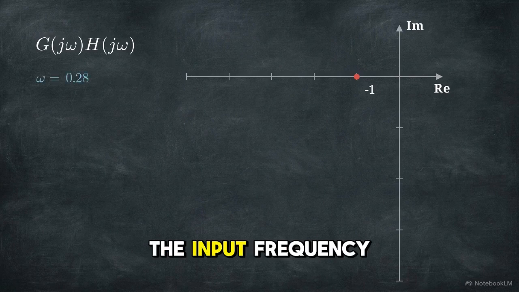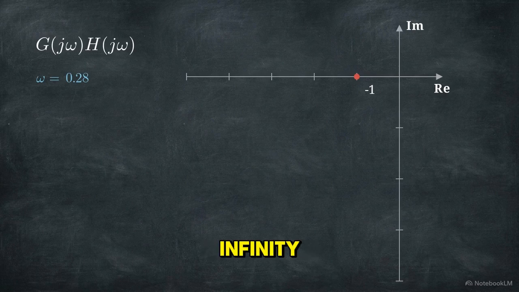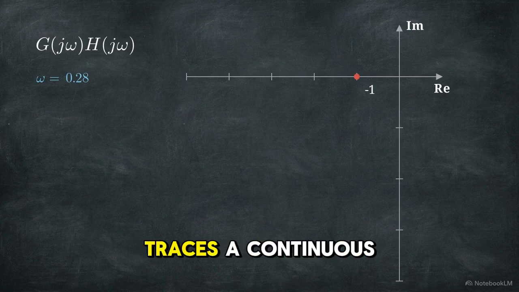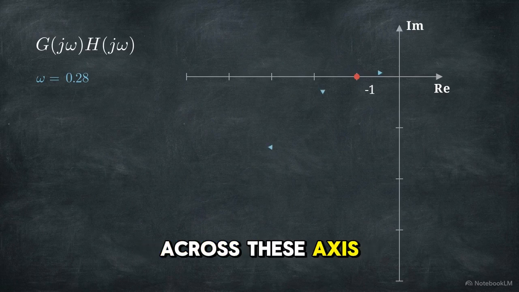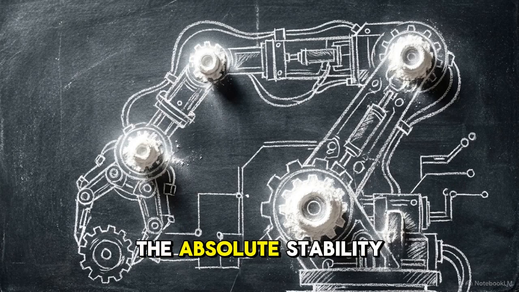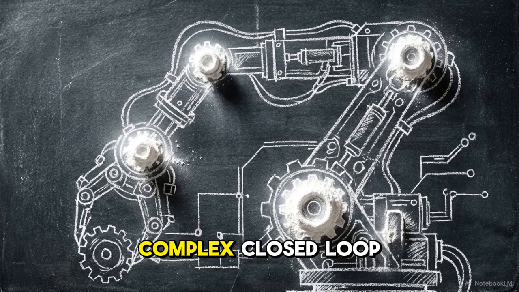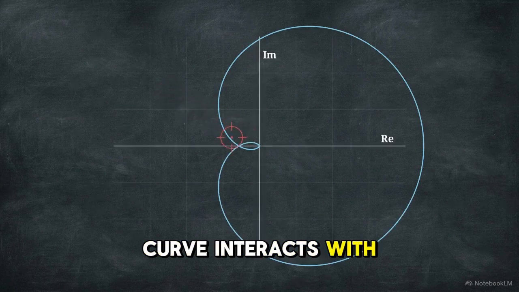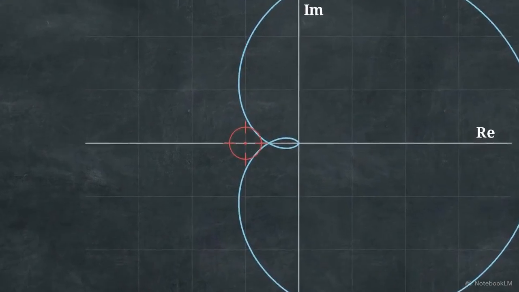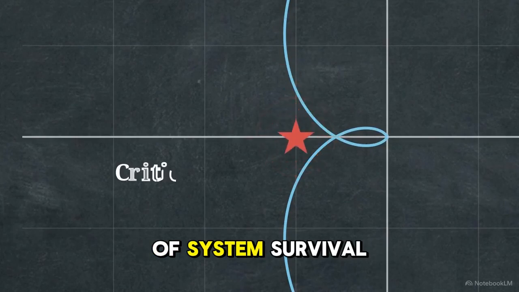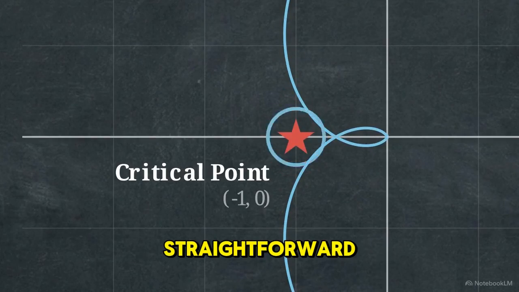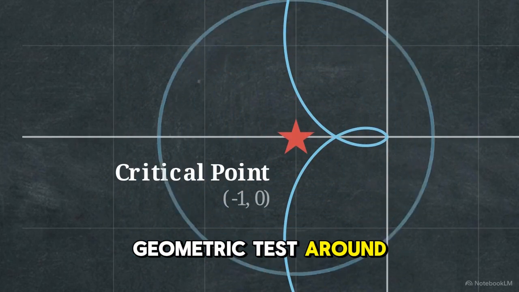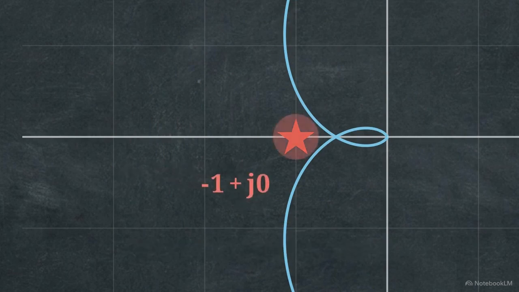As we sweep the input frequency from 0 to infinity, the system's behavior traces a continuous curve across these axes. We can determine the absolute stability of a highly complex closed-loop system simply by observing how this open-loop frequency curve interacts with a single specific coordinate. The ultimate question of system survival reduces to a straightforward geometric test around one vital anchor point, -1 plus j0.